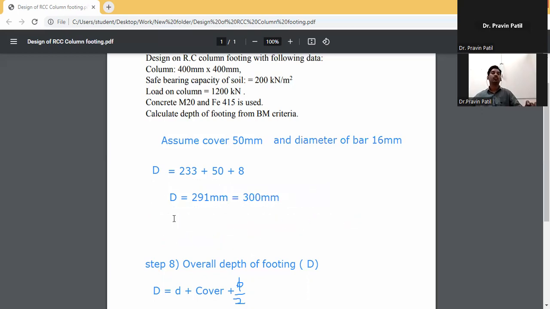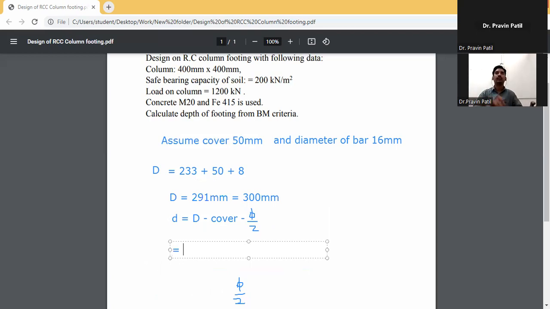So small d is equal to effective depth. Capital D minus cover minus pi by 2. Capital D it is 300 mm, minus cover it is 50 mm, then minus pi by 2 it is 8 mm. 300 minus 50 minus 8, 242 mm. Small d it is 242 mm.